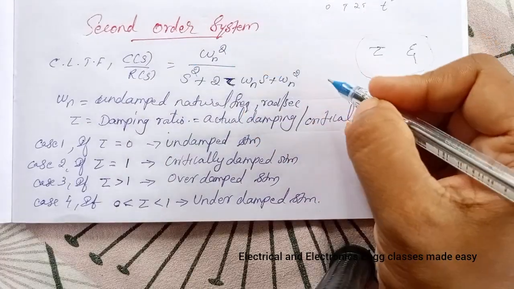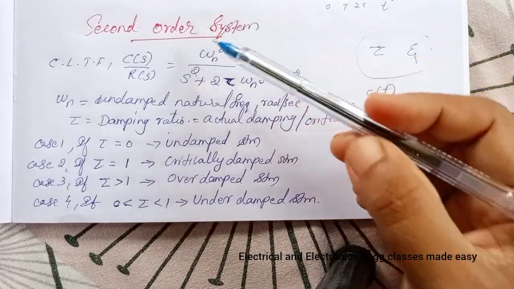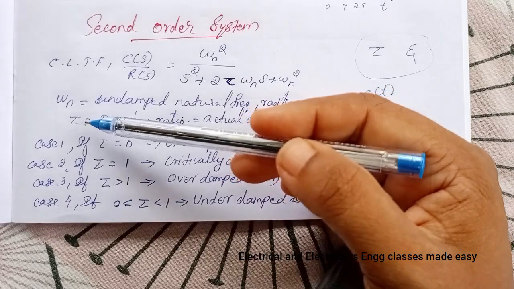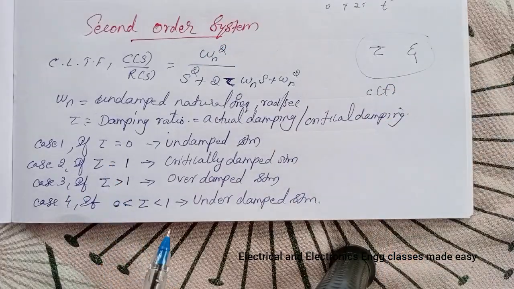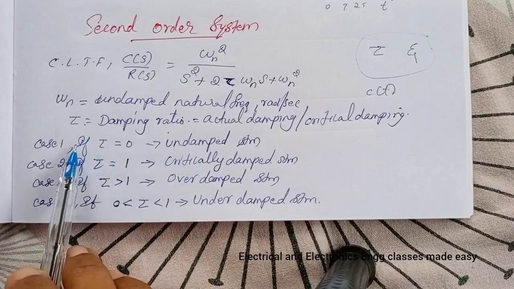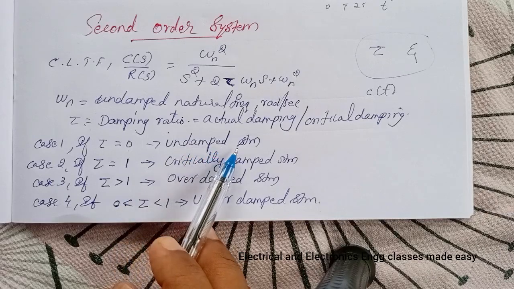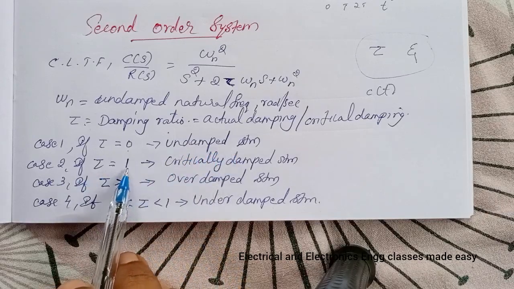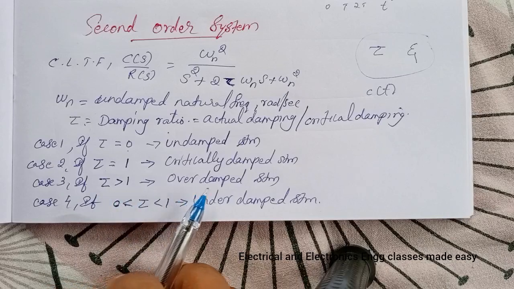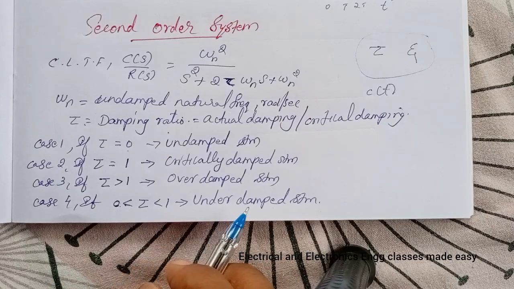And the response, C of t, of the second order system depends on the value of this damping ratio. Depending on the damping ratio, the system can be classified into 4 classes. First, if zeta is equal to 0, it is called an undamped system. If zeta is equal to 1, it is called a critically damped system. If zeta is greater than 1, it is an over damped system. And if zeta is between 0 and 1, it is called an under damped system.